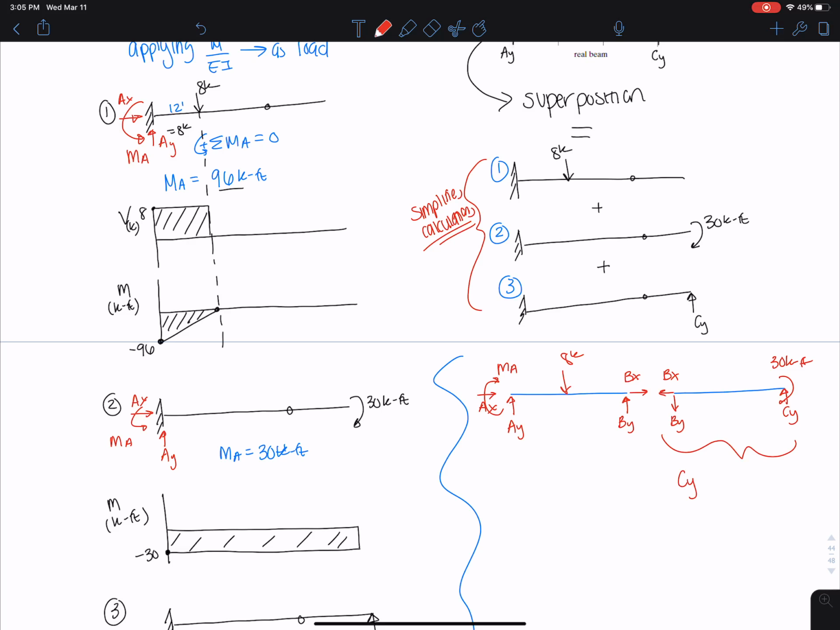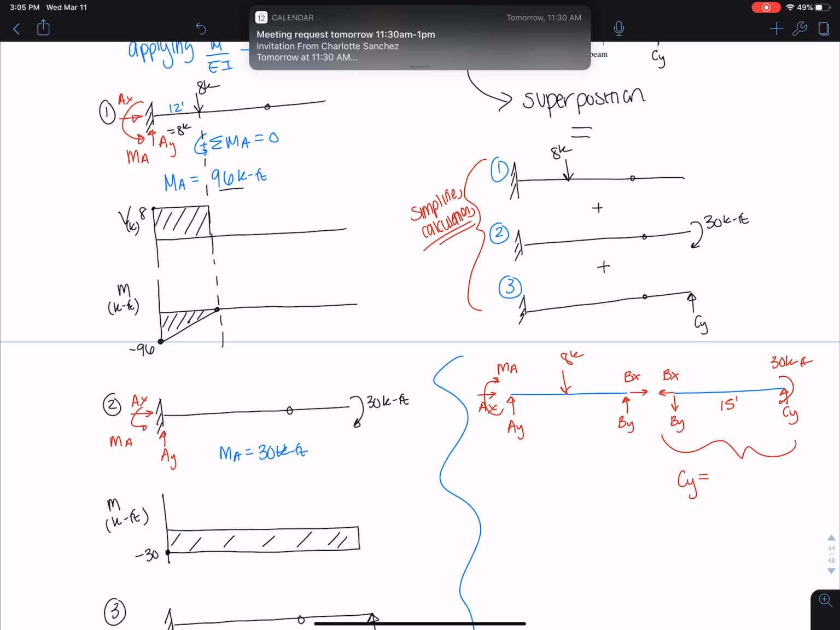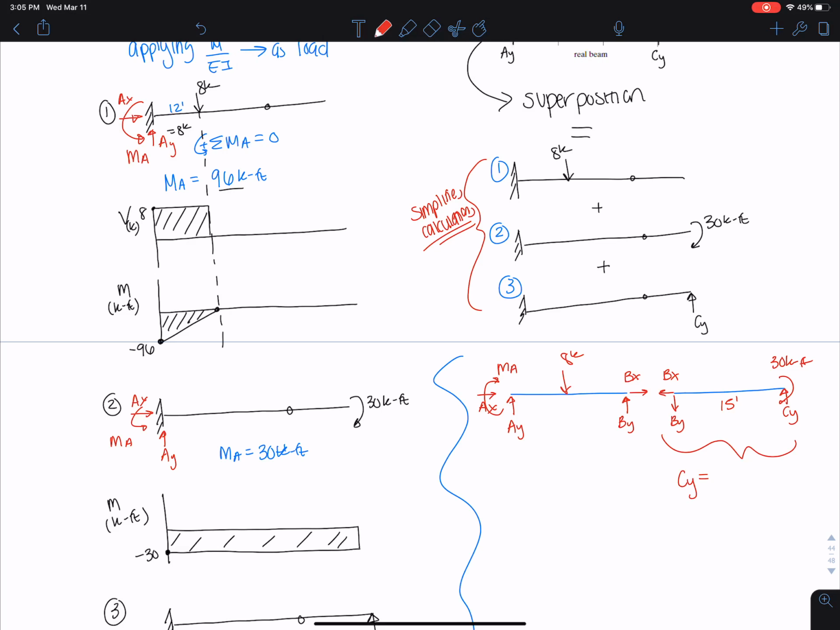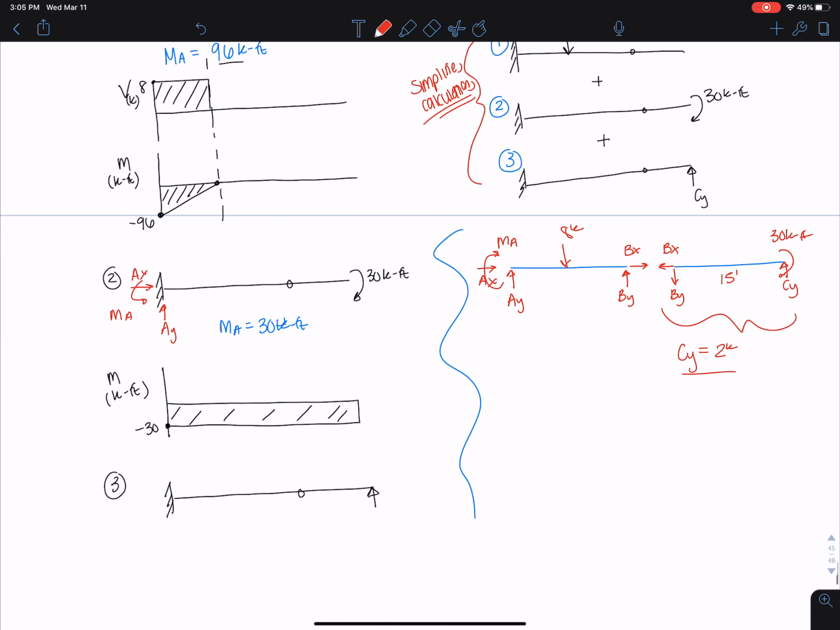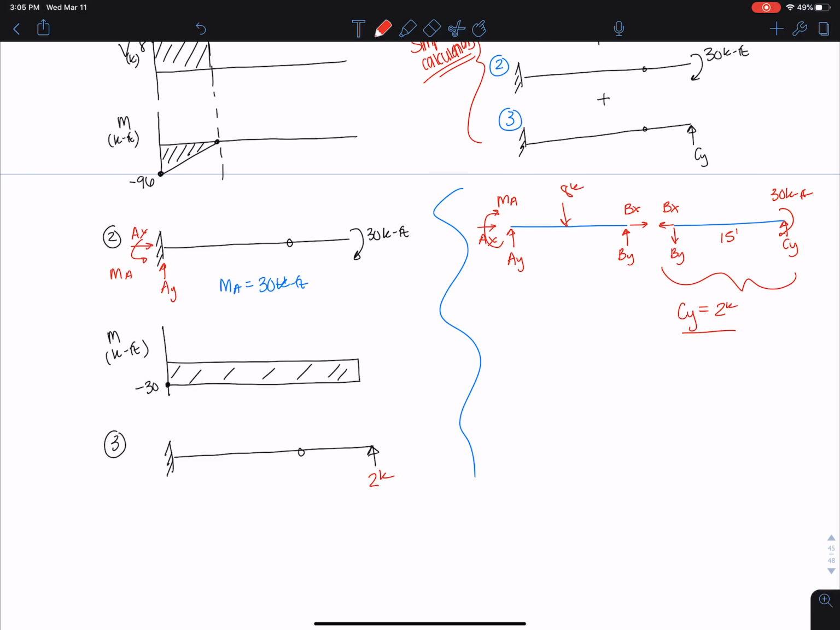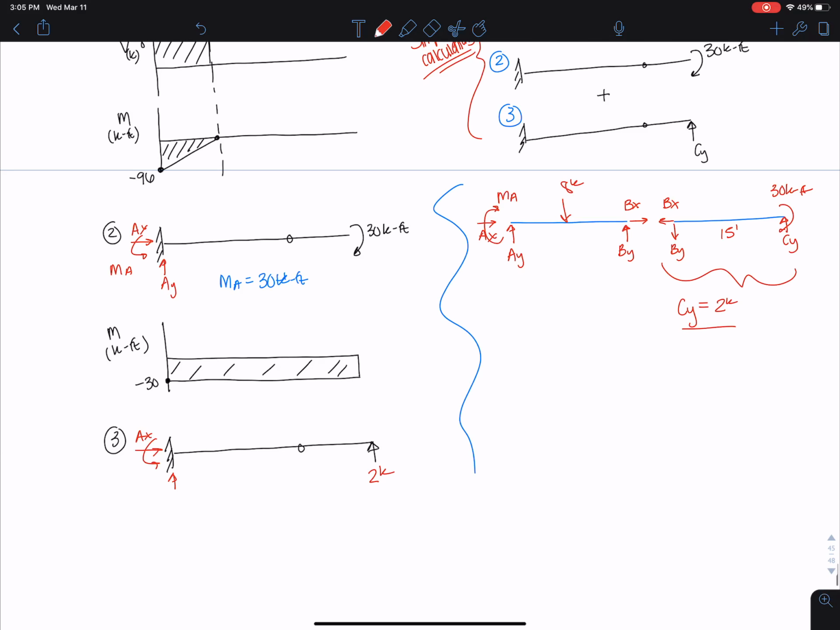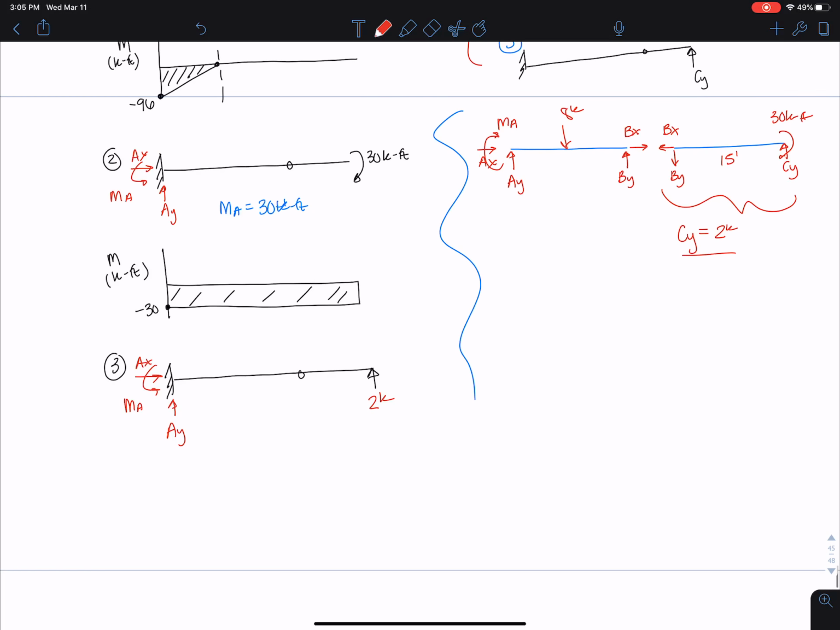And we can calculate CY that's equal to, if we just sum moments here, this is 15 feet. And we get CY is just 2 kips. Okay. And now here, if we come back, we can apply that 2 kips. Okay. And once again, let's calculate what that 2 kips does to our moment diagram. Okay. So if this is 15 feet and this is 24 feet, right?